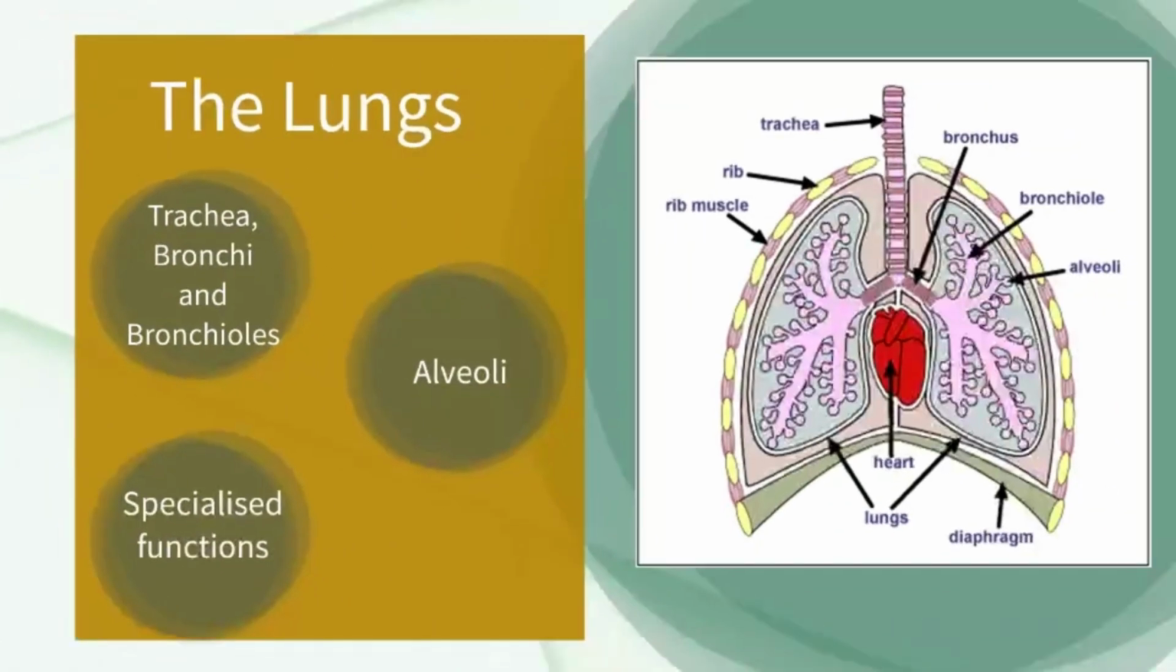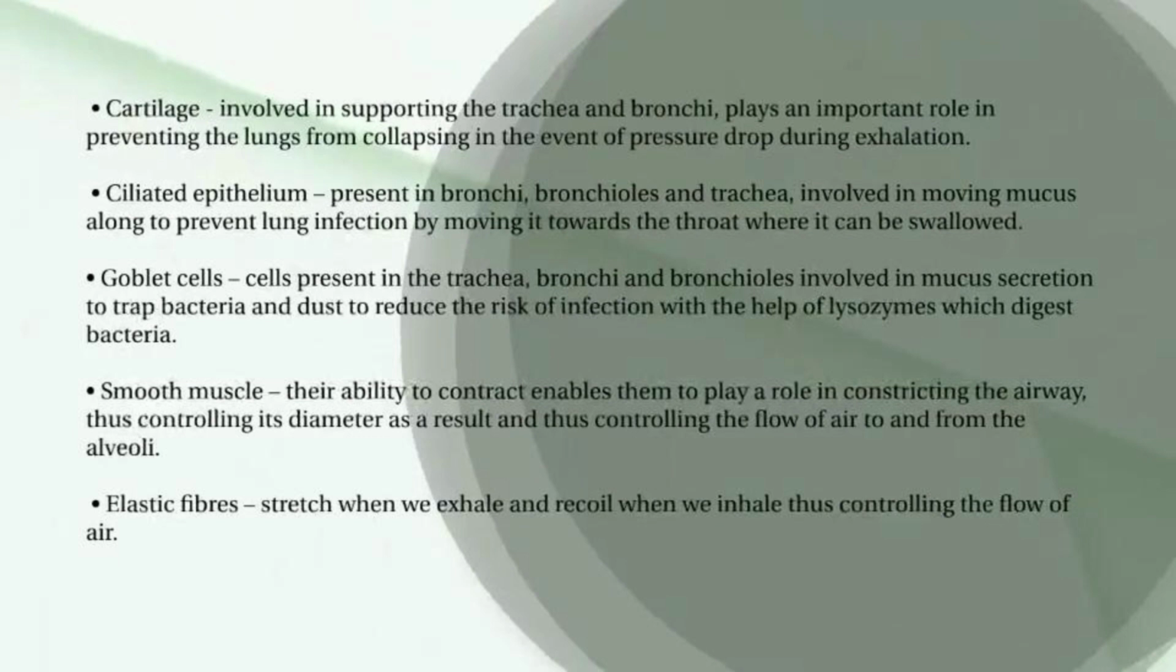So just to reiterate, there are actually 5 different structures, cell types within the lungs that we need to specifically know about their function, most of which I've already mentioned. So starting with the cartilage, as we said, the cartilage is present in the trachea and the bronchi, not in the bronchioles as they become smaller. And this is involved in supporting the trachea and the bronchi, keeping the airways open, preventing the lungs from collapsing, even in the event of a reduction in pressure.